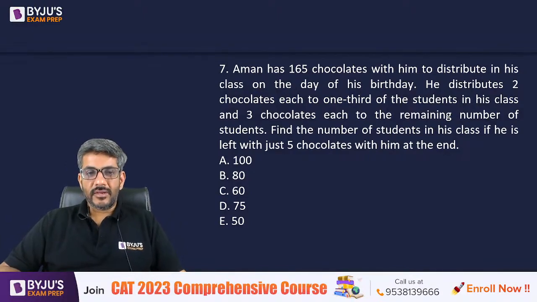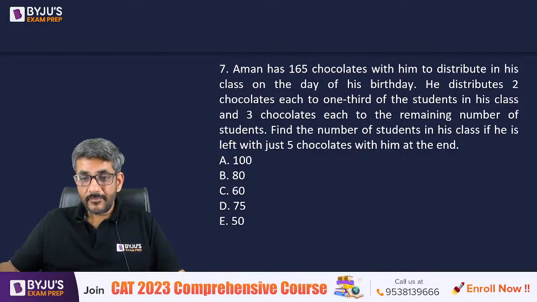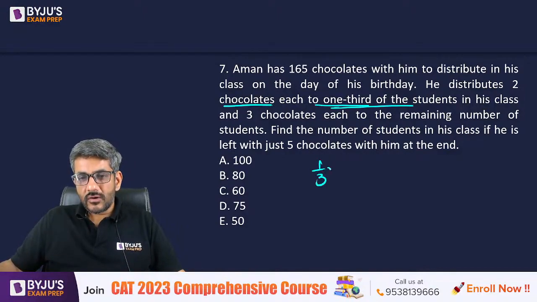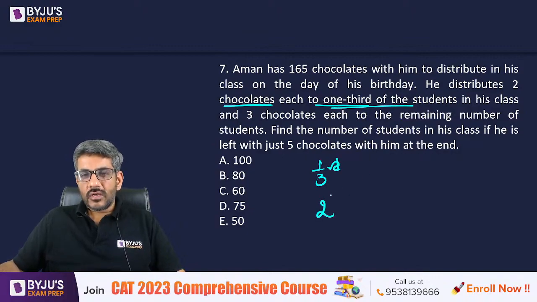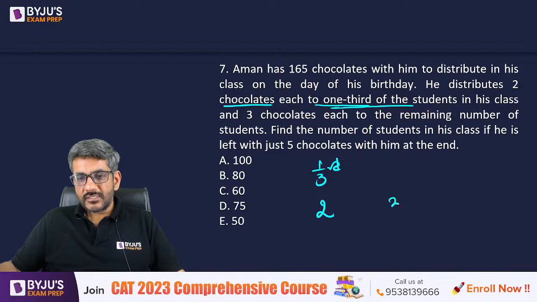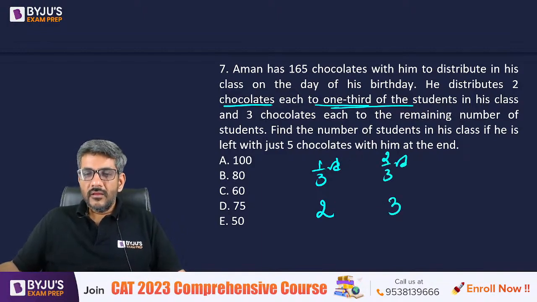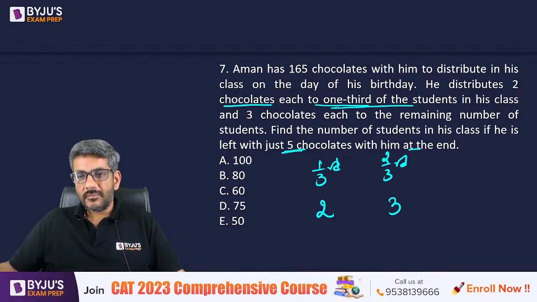चलिए जी, let's start doing it. Amar has 165 chocolates with him to distribute in his class on the day of his birthday. He distributes 2 chocolates each to 1/3 of the students. तो 1/3 of the students को तो वो दे रहा है 2 chocolate, and 3 chocolates each to the remaining number of students. 3 chocolates each to the remaining, that means 2/3 of the students. Find the number of students in his class if he is left with just 5 chocolates with him at the end.